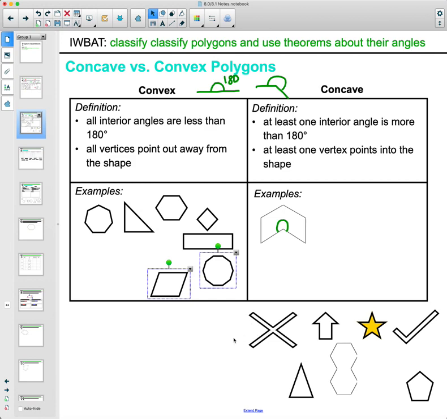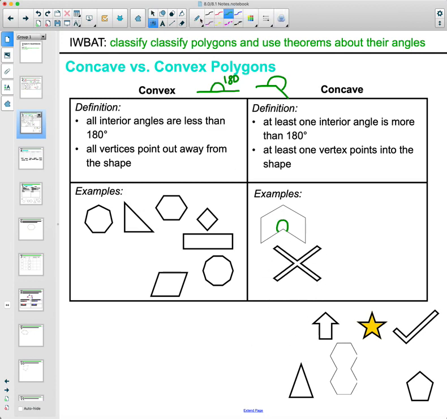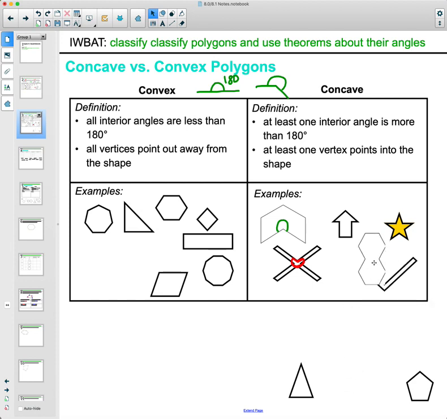This one caves inward. It has vertices pointing to the inside. You can see that you've got this angle right here. This angle is much bigger than 180 degrees, and again, it points inward. This one has a spot that points inward, inward, inward, inward. This one, everything is pointing out. So that is convex versus concave.